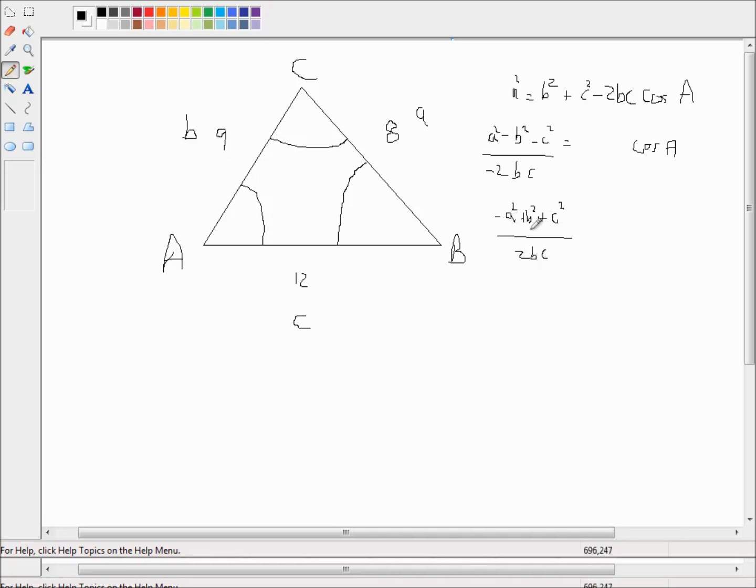And I can rearrange this a little bit on the numerator. I can take that negative A squared over so that it just looks a little bit neater. So if I rearrange the top terms, I've got B squared plus C squared minus A squared over 2BC, and that's equal to cos A.